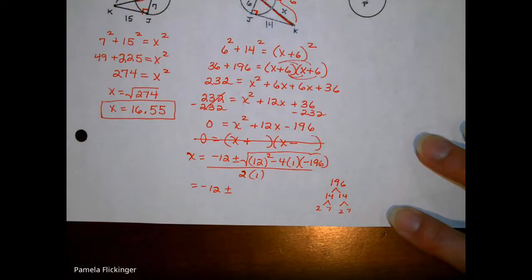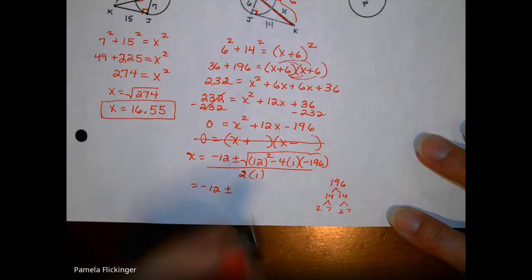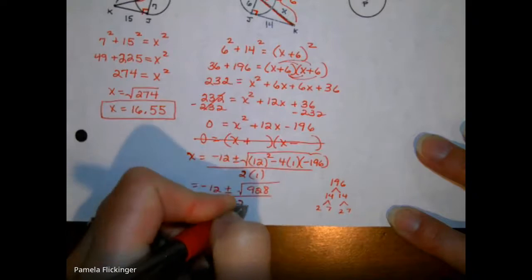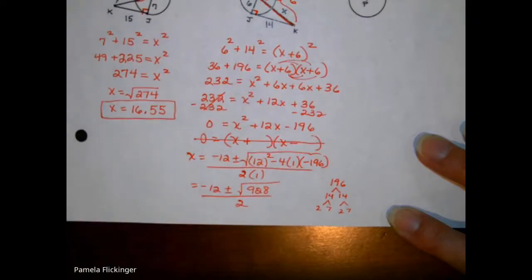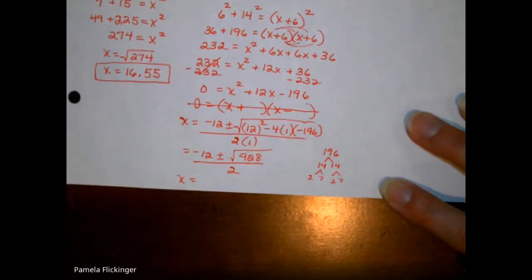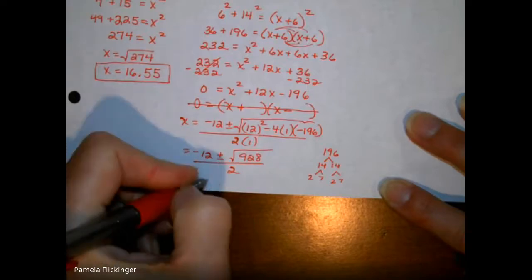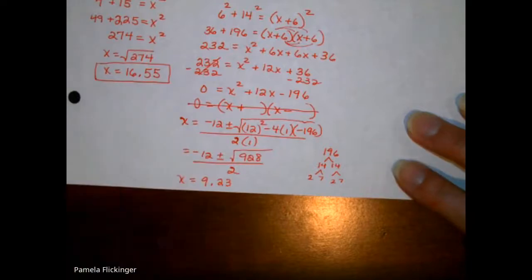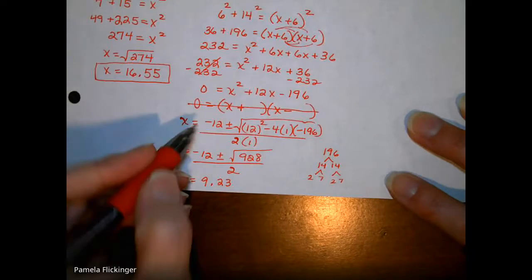Well, that's going to get me a, no, it's not. Hold on. Oh, 4 plus 144. Square root of 928 over 2. And then the square root of 928 is a decimal. So we've got negative 12 plus the square root of 928. So I've got 9.23, or we've got negative 12 minus. And that will get me a negative, which doesn't make sense. So this will be my answer.